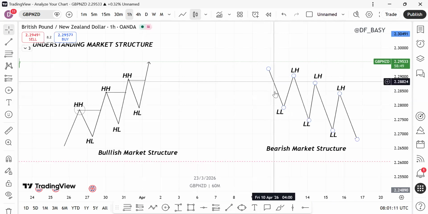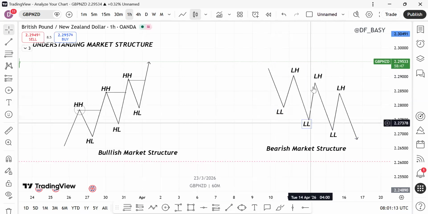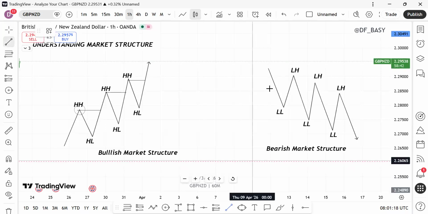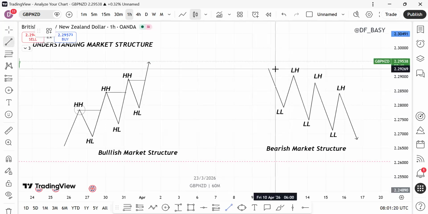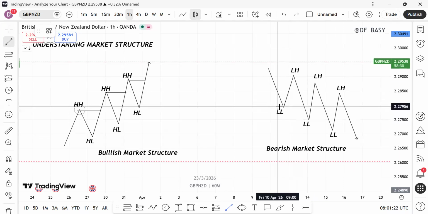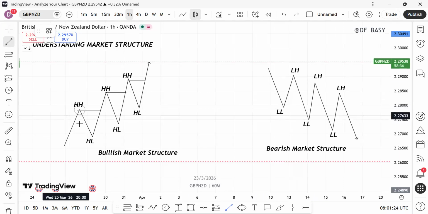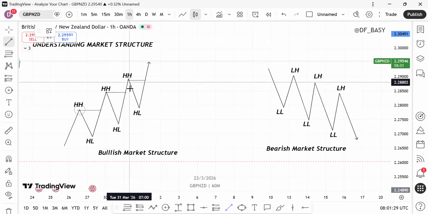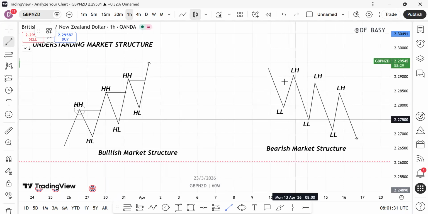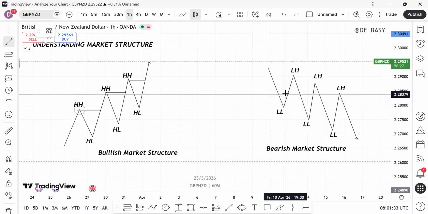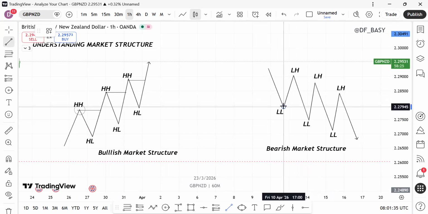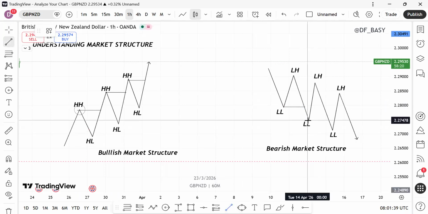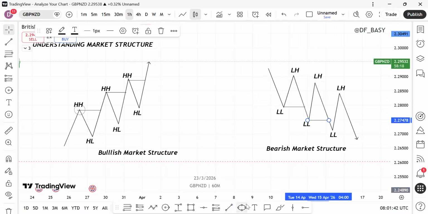So while the market is creating lower low, lower high, lower low, lower high, what is the market doing? The market is also breaking structure in the direction of the trend, following the downward movement. In the bullish structure, it breaks structure to the upside, following the bullish trend. In the bearish trend, it breaks structure to the downside, which is here. There's a break of structure there, and you have a break of structure here.